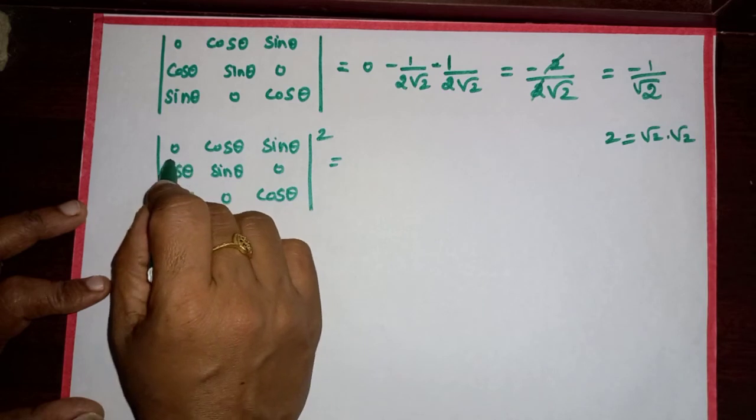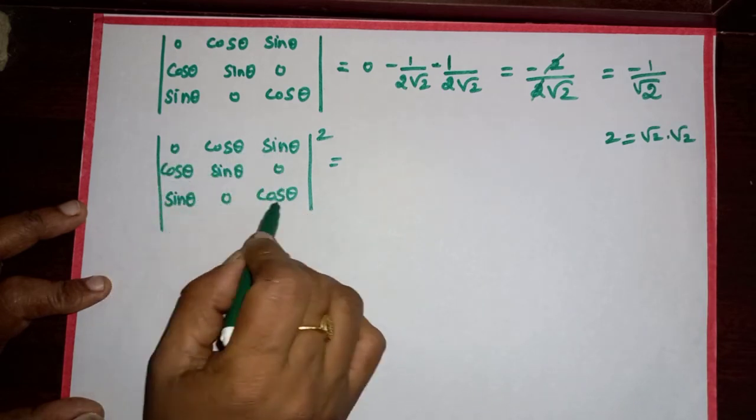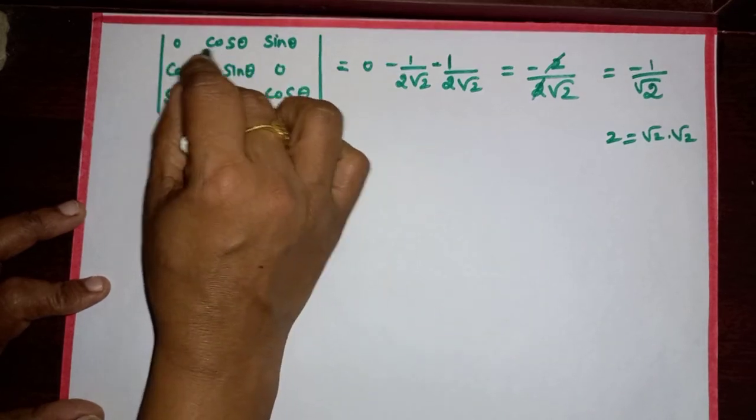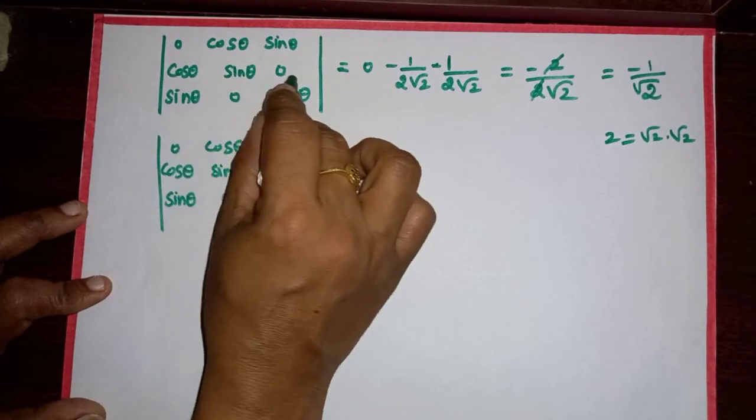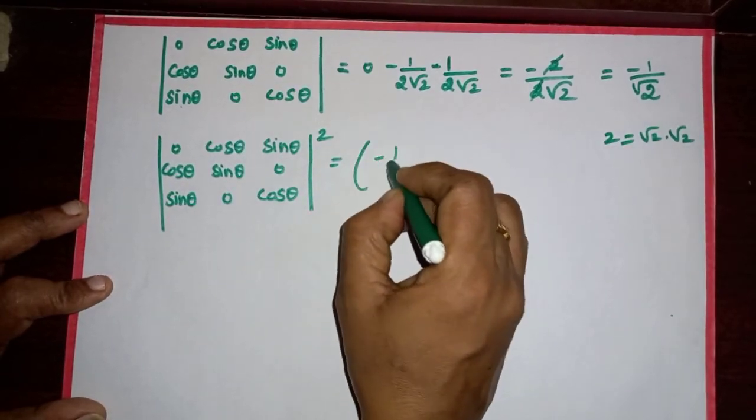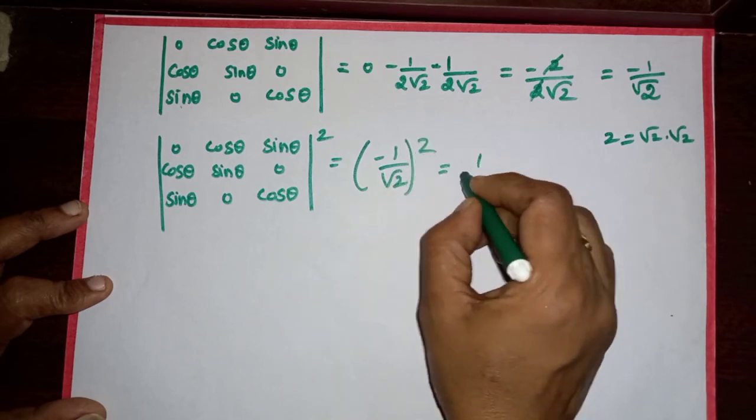Now we are going to find the determinant of [0, cos theta, sin theta; cos theta, sin theta, 0; sin theta, 0, cos theta] the whole square. We got the value of the determinant as minus 1 by root 2. So when you are squaring this one, it will become 1 by 2.